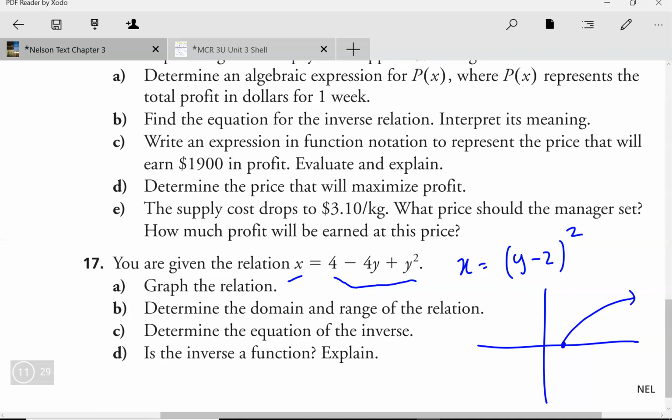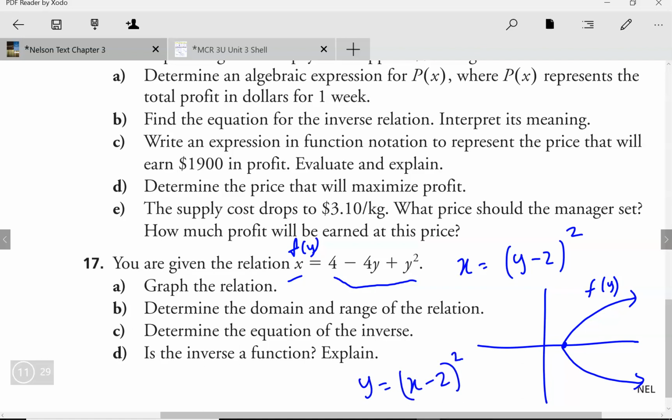And this would be the graph of the function. So let's call this f of y. So this would be the graph of f of y, or this would be the graph of our original function, and determine the equation of the inverse. The inverse would actually be, you just y equals (x minus 2) squared, I think.